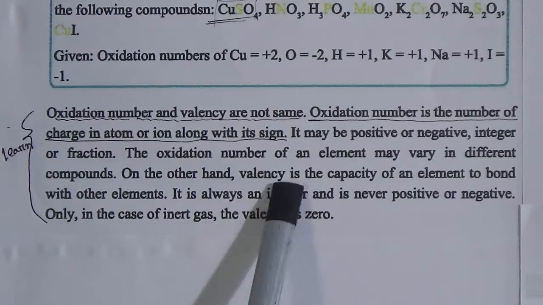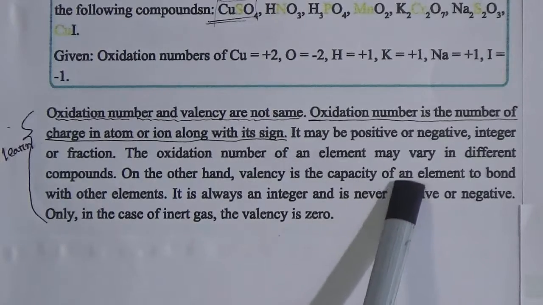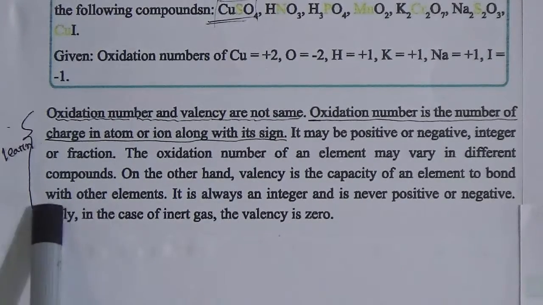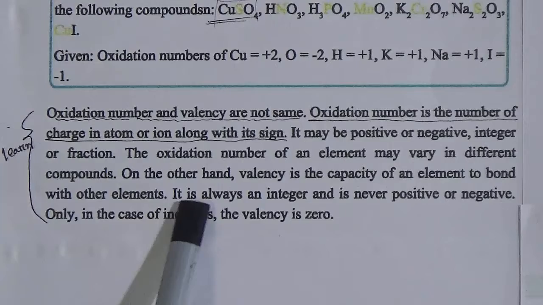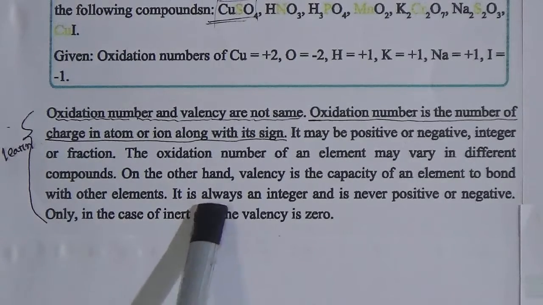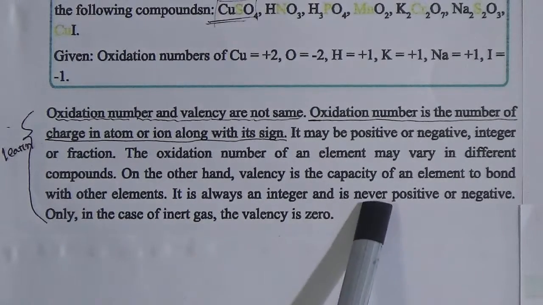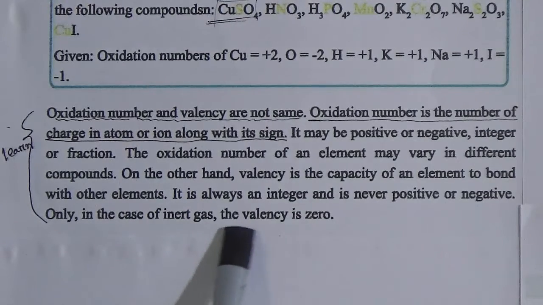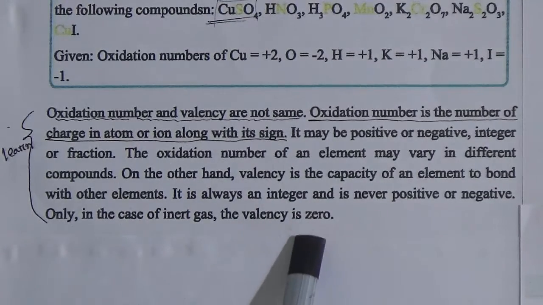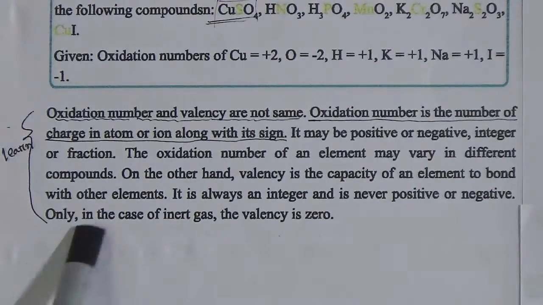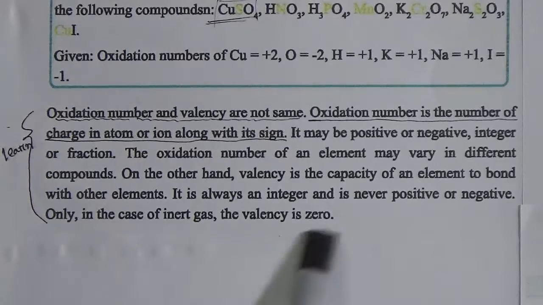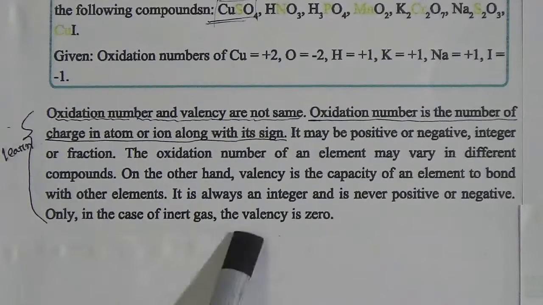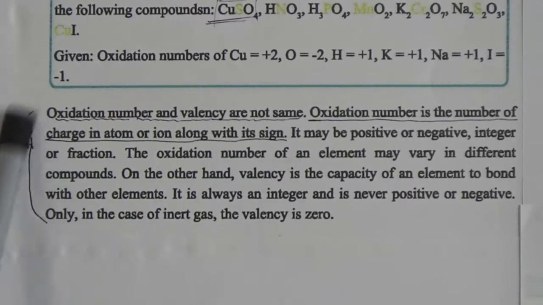On the other hand, valency is the capacity of an element to bond with other elements. So it is always an integer and never positive or negative. In this case, the inert gas valency is 0. Only inert gas valency is 0, because inert gases do not usually bond with any element. And this portion you have to learn. Now come to the next one.